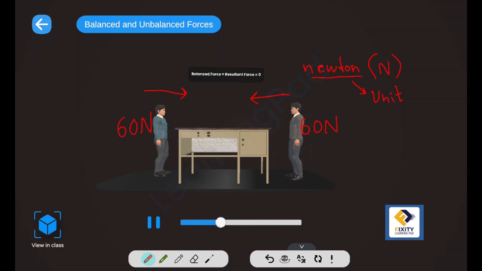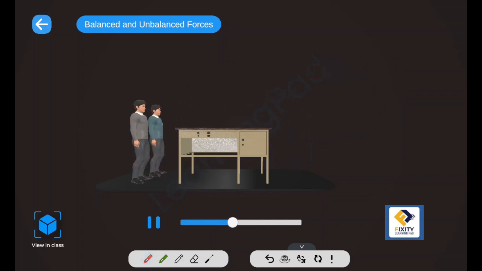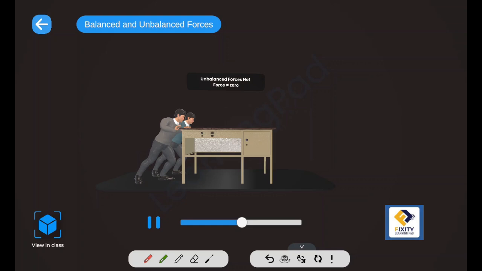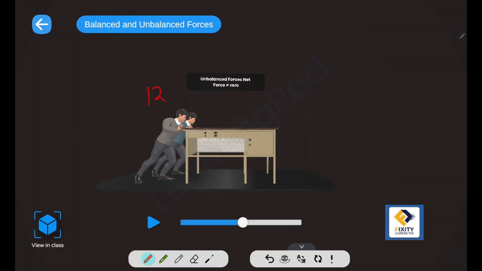Now let's say, for example, both of them come to the same side. If both of them are coming to the same side, here an unbalanced force happens, students. Because remember, if each of them is 60, then 60 and 60 together will make 120 newtons from left to right, but there is no force from right to left. There can be some kind of friction, but it is negligible, we are not accounting for that.